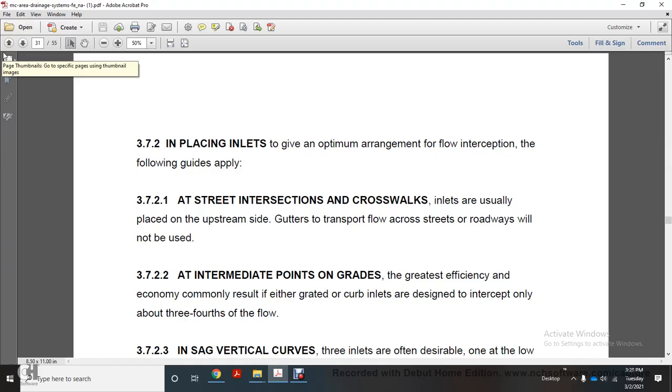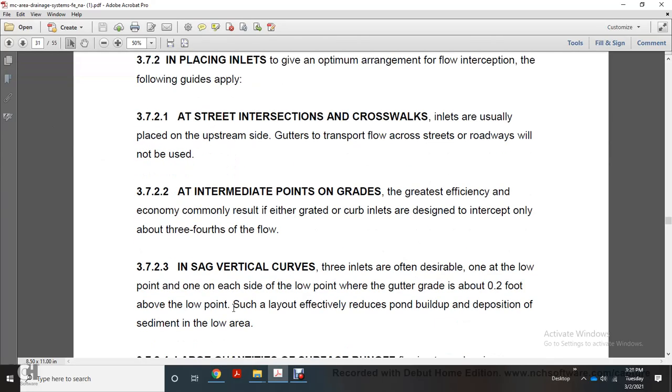All right, inlets in place. Given the optimum arrangement for flow interception, the following guides apply. Any street with an intersection crosswalk inlets, usually with a plate upstream of the crosswalk, to transport flow across the street, will not be used on roadways. At intermediate points of grades, the greatest efficiency economically commonly results with either graded or curb inlet designs that intercept only about 3/4 of the flow.